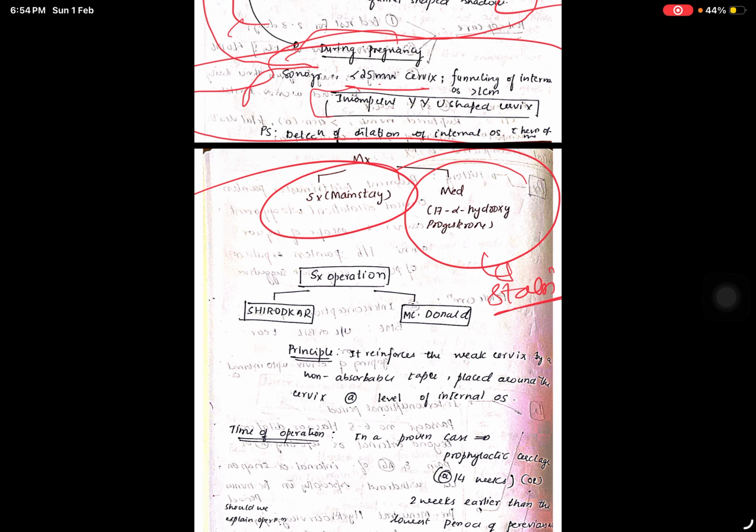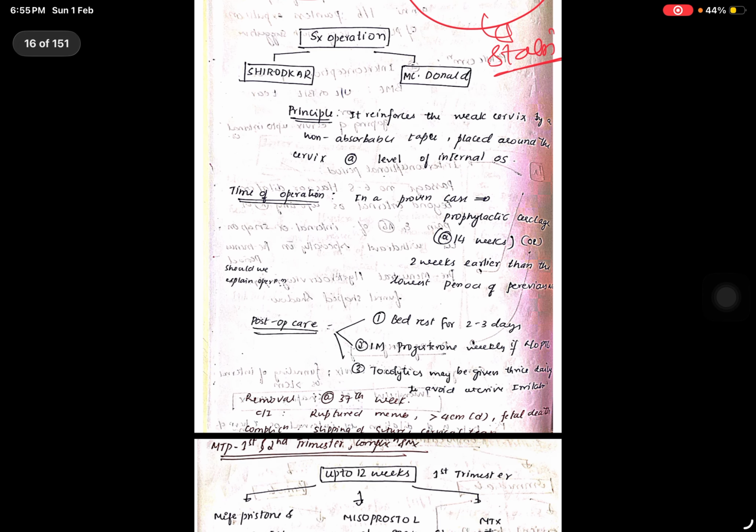So what is the major thing? You are supporting the weak cervix by putting a suture around it. When you can do a suture, you can do a prophylactic cerclage, provided she is a known case of recurrent abortion for the same cause, at 14 weeks or 2 weeks earlier, based on what was the last time. For example, if it was at the 8th week, again you will go with a 6 week cerclage.